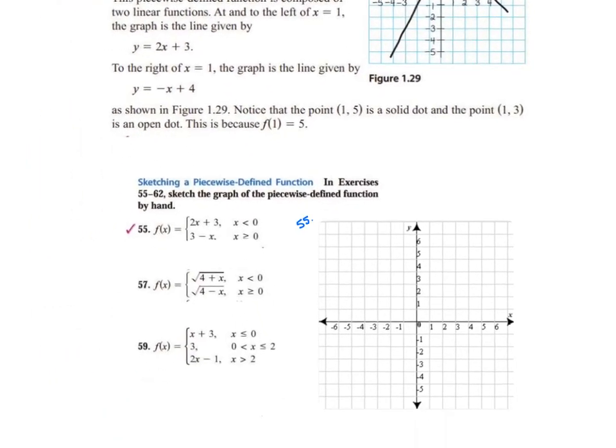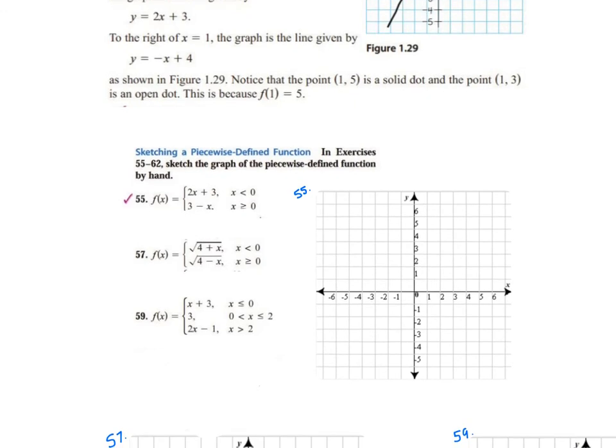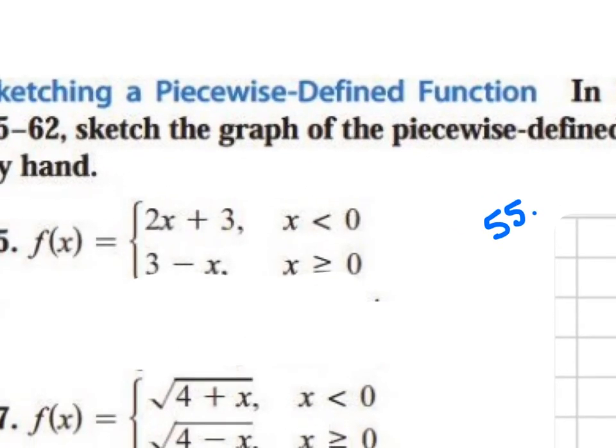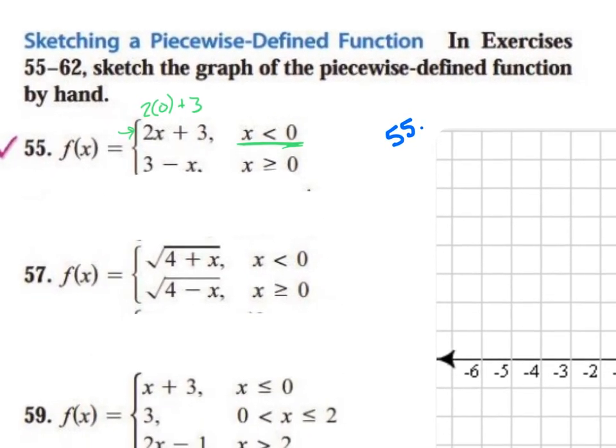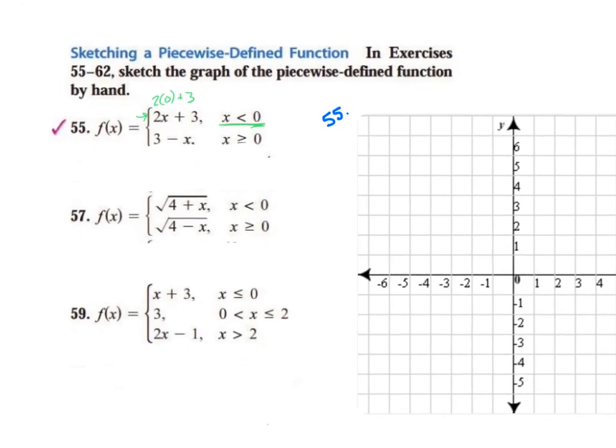So looking at our first example down here, 55. The first thing we're going to do for piecewise functions is take our first graph. So we have this 2x plus 3, and we're going to start with our restriction that it has. So this is when x is less than 0. So we're going to plug in 0 and see what value y is here. So we have 2 times 0 plus 3. So when x is equal to 0, our graph is 3.